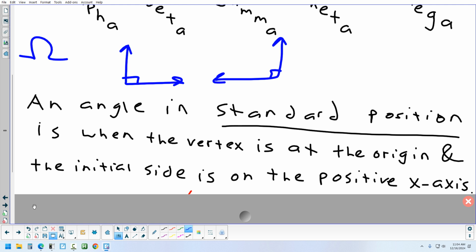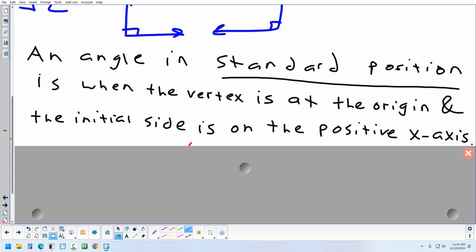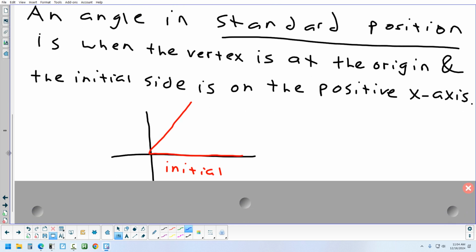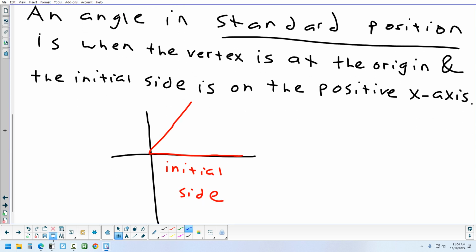In standard position, two things have to happen. One, you need the initial side on the positive x-axis. Two, you need the vertex at the origin. So that is an angle in standard position, that red one.